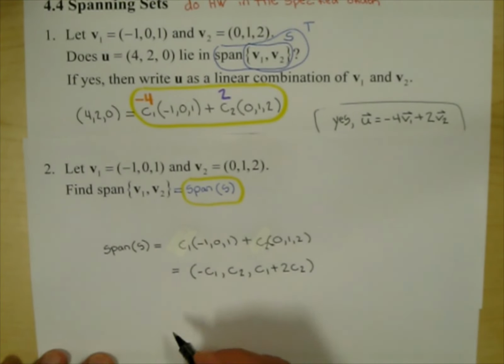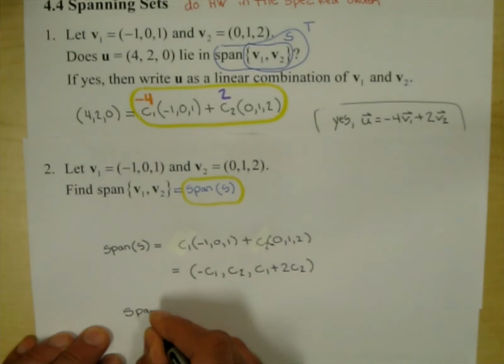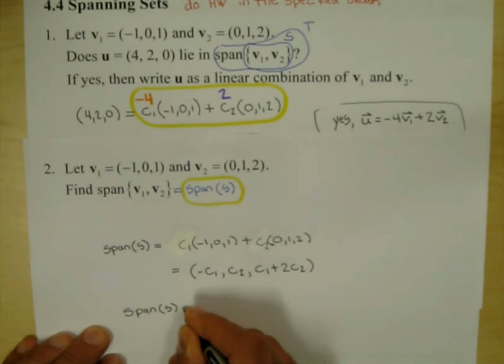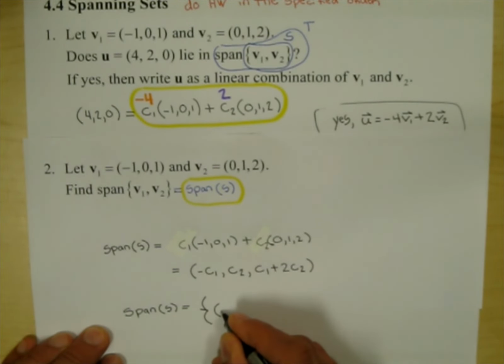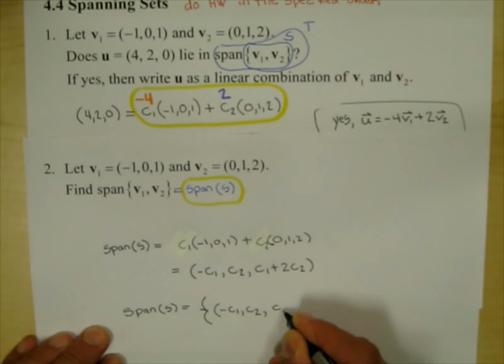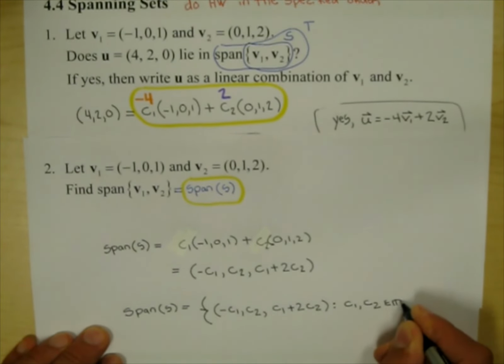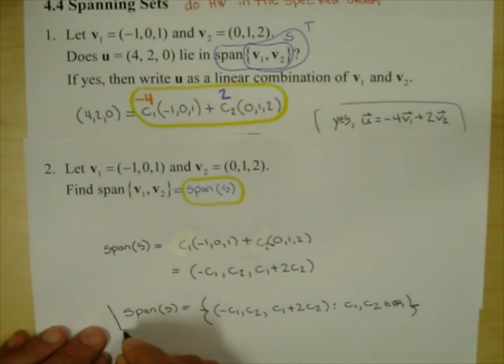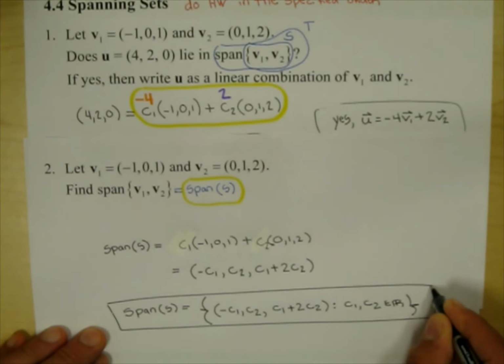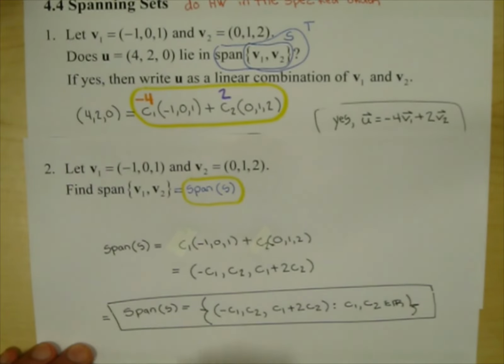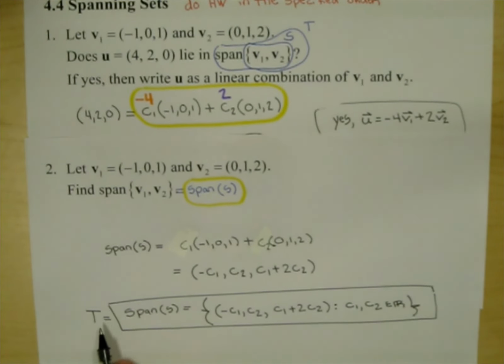So what am I going to do? So this is the span. Let's write out our answer officially. Span of S is, and we're going to use the set builder notation, the set of all ordered triples that look like this. -C1, comma, C2, comma, C1 plus 2C2, such that C1 and C2 are elements of the real numbers. So there it is. And so I was referring to this span S as set T. Okay, so we could say T equals that.